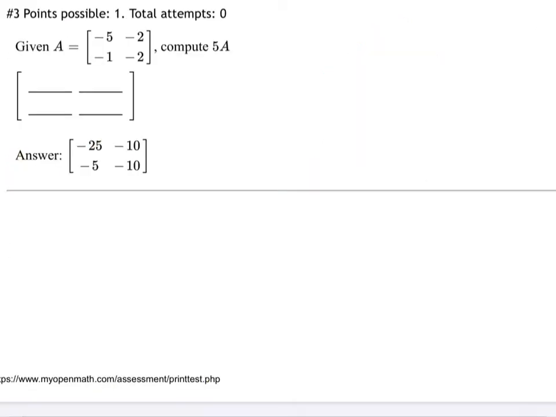Let's try number 3 here. Now we're going to take a number like 5 times a matrix. So this is matrix A, right? A equals this matrix.